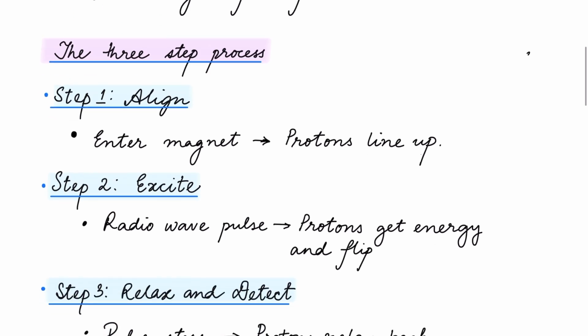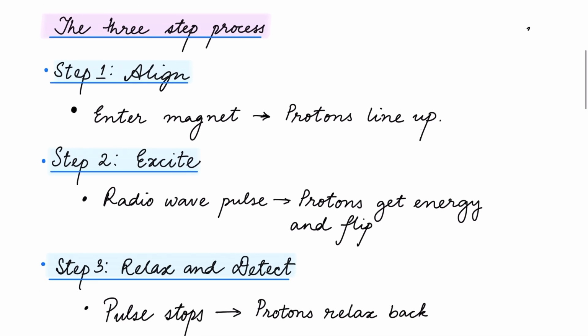Now, what is the process? So there are three steps. First step is align. When you enter the MRI scanner, the strong magnetic field causes all the hydrogen protons in your body to align either with or against the magnetic field.